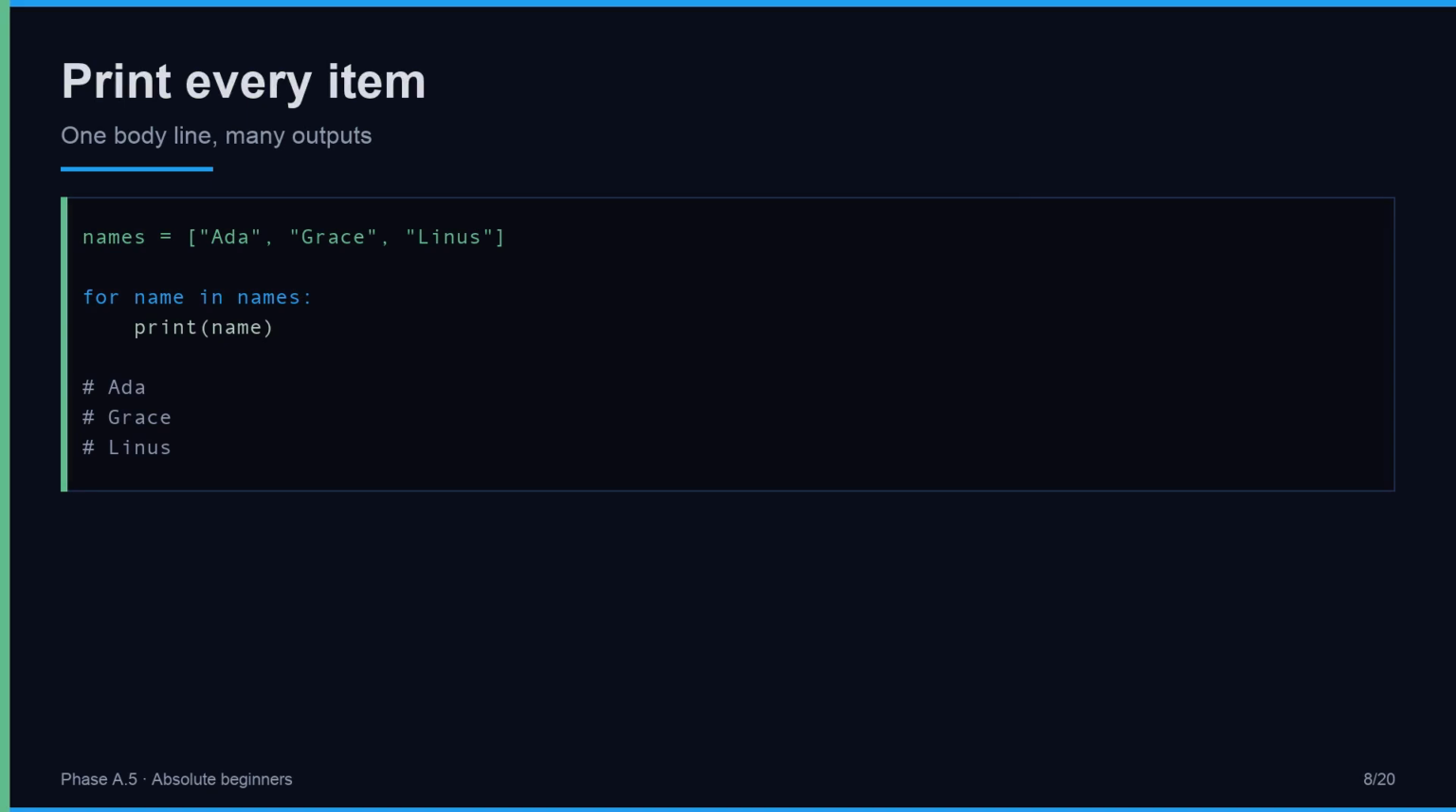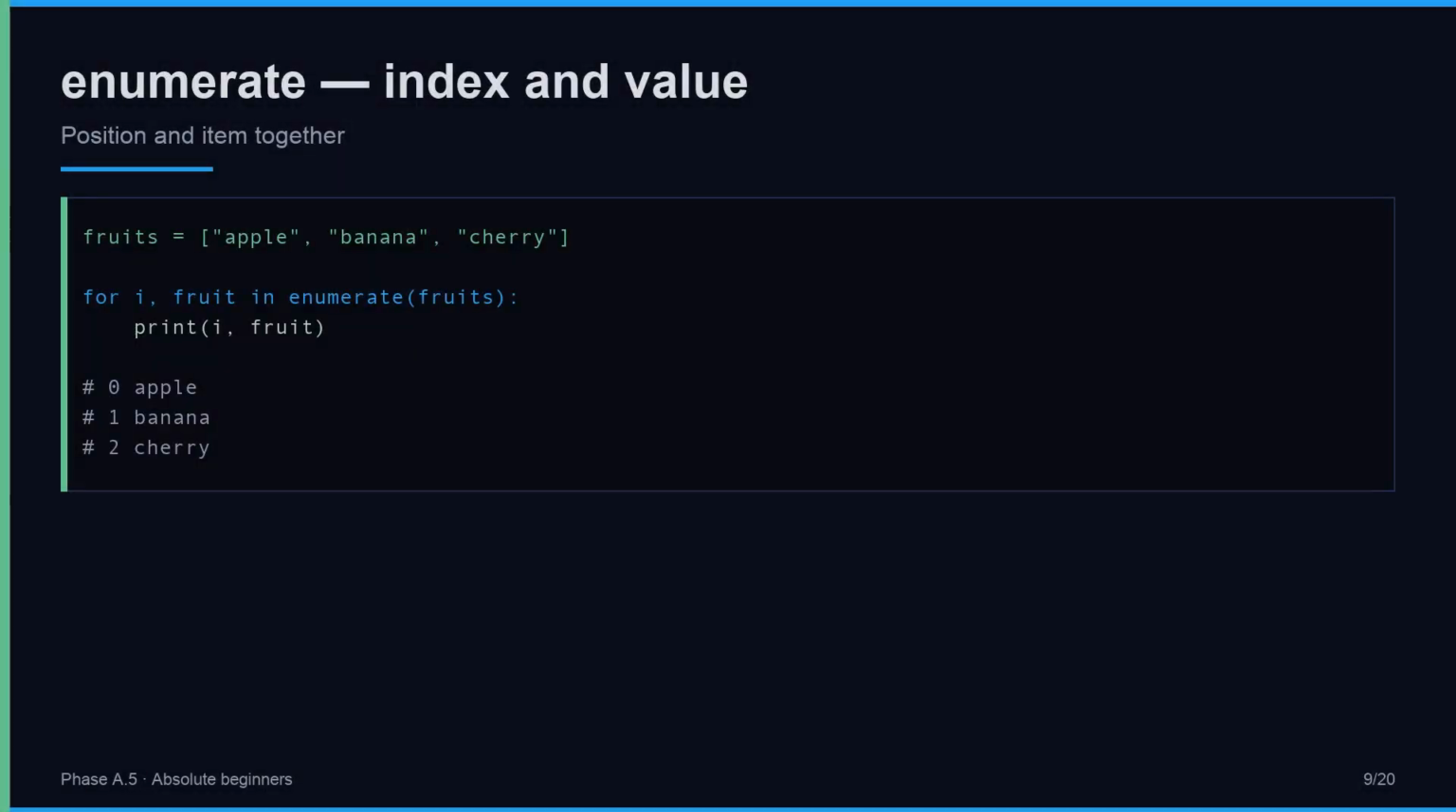A common need, print every item in a list, 1 per line. Before the for loop, you would write print of name square brackets 0, then print of name square brackets 1, and so on. Painful. With a for loop, write print name once, and Python handles the rest. Each item lands on its own line because print adds a new line by default. One line of body code does the work of many. That is the power of a loop over a list.